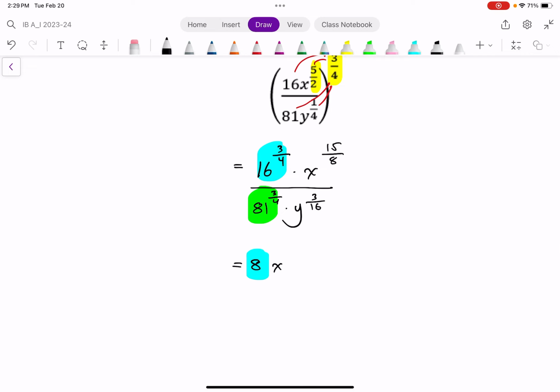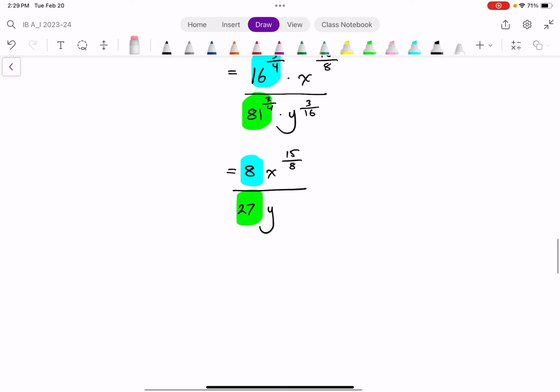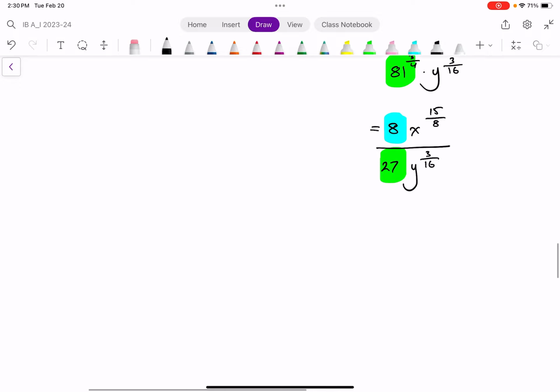x to the 15/8 doesn't simplify, so I'll leave it like that. If I do the same thing for 81 to the 3/4, the 4th root of 81 is 3. 3 to the power of 3 is 27. It's getting tough to make this remotely neat because I got so many exponents going on here, but there's my answer. And nothing more simplifies. If those were both x's or both y's, I could simplify them down to a single variable, but they're different, so I am done.